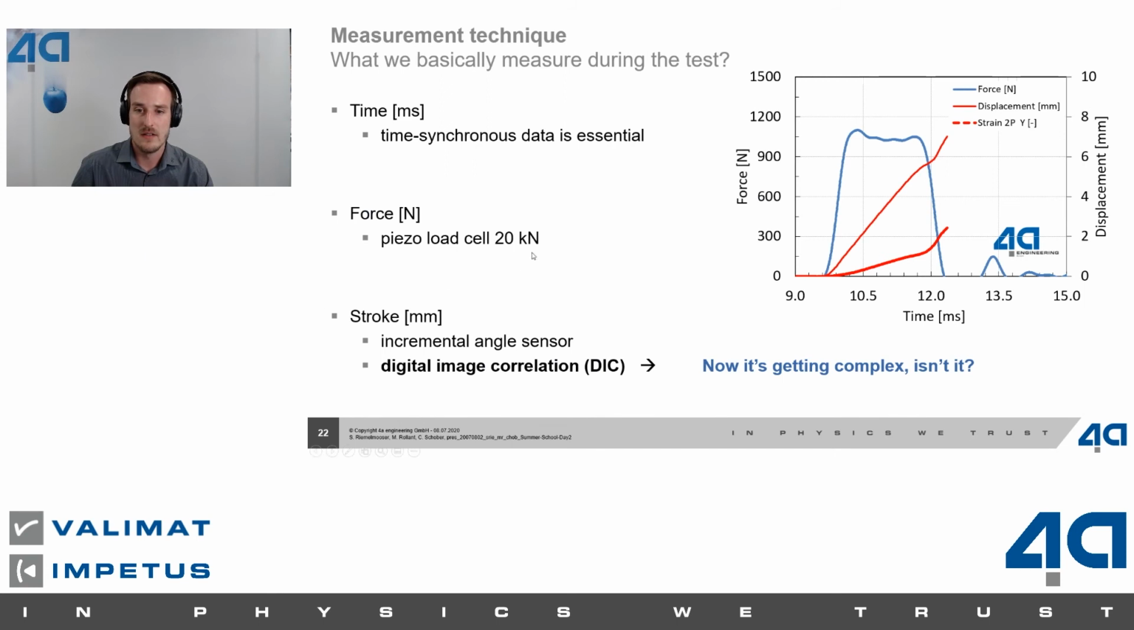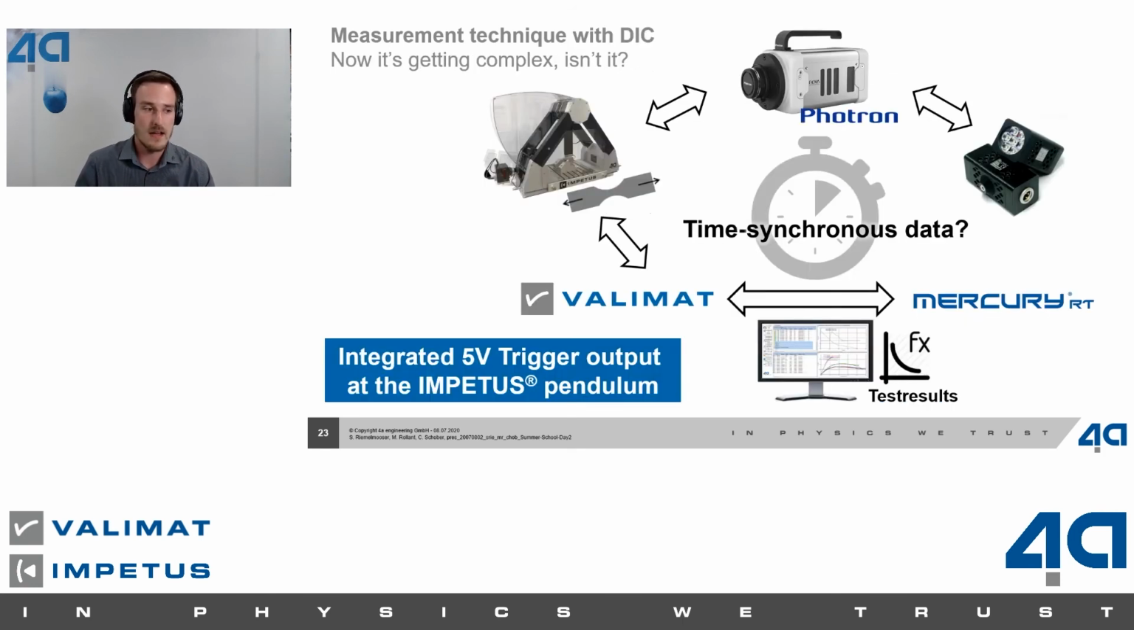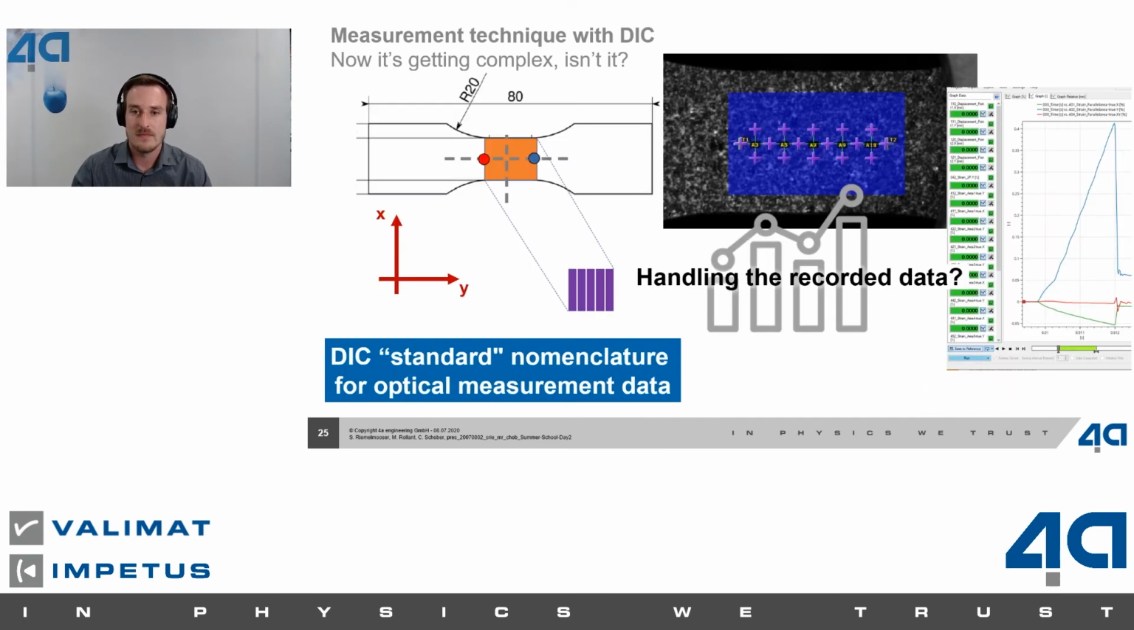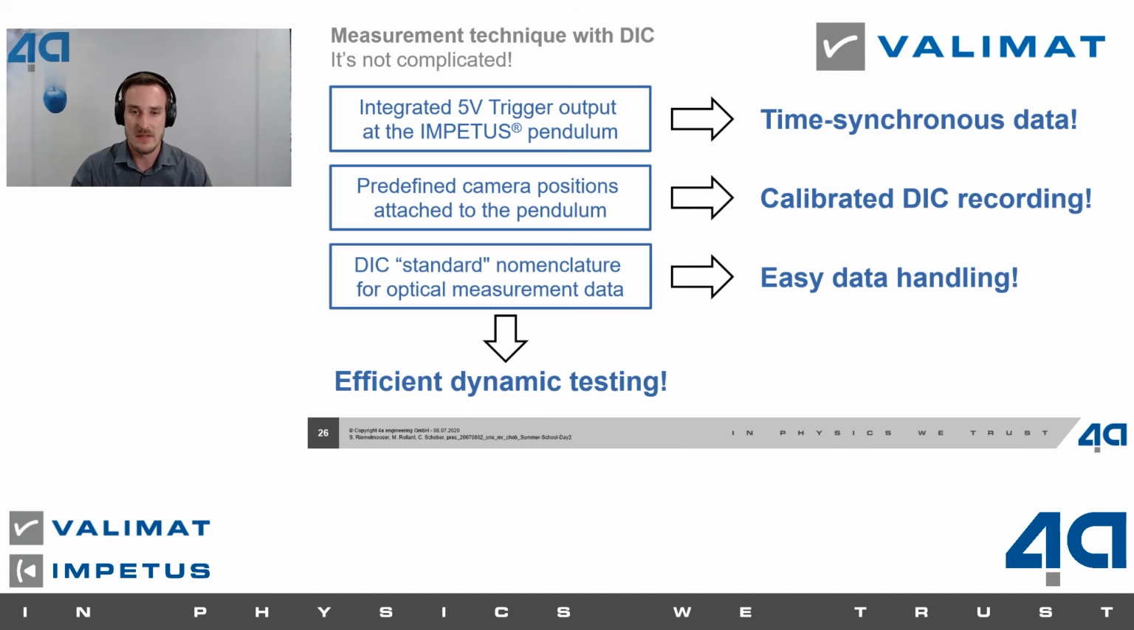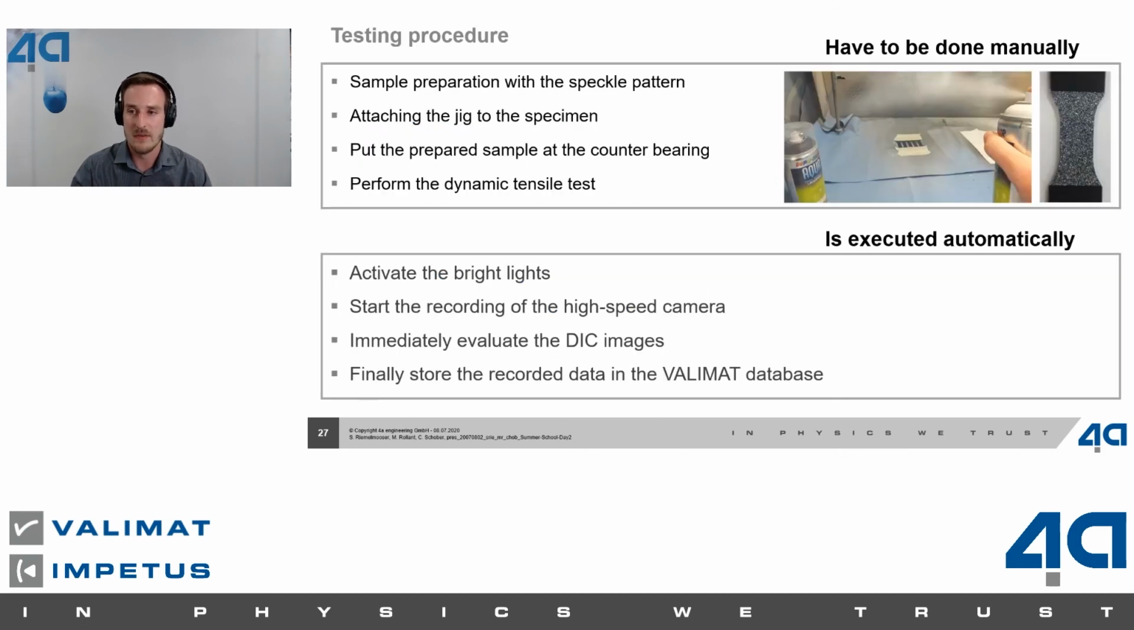As I mentioned, we are measuring the force directly, and what we have to do in the dynamic tensile test is measure the strain locally on the test piece. So we are using DIC for that. But I will switch over to the live test of this dynamic tensile test, because this is the most interesting thing, how fast we can perform the test.